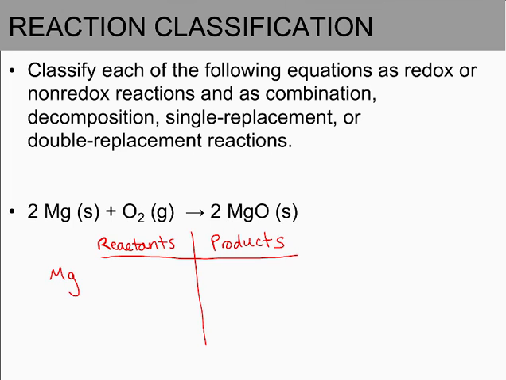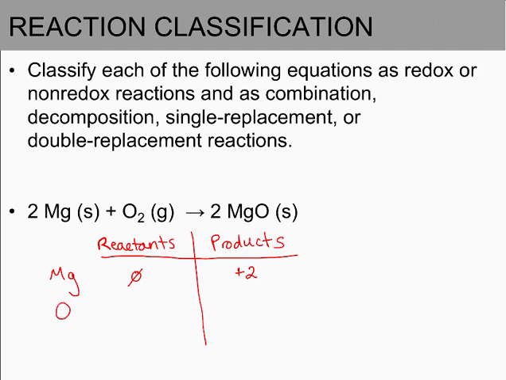So let's start with magnesium. So in the reactants, magnesium is by itself, which means it's a pure element. So we would assign it an oxidation number of 0. But then in the products, magnesium is in an ionic compound. So remember, magnesium is a metal, oxygen is a nonmetal, so this is an ionic compound. And what is the charge on magnesium? +2. So that means that the oxidation number of magnesium is +2.